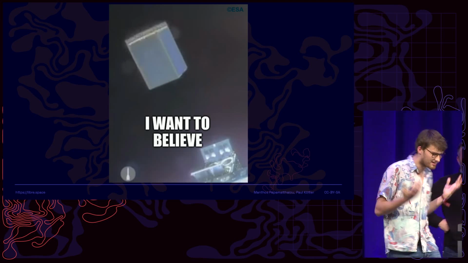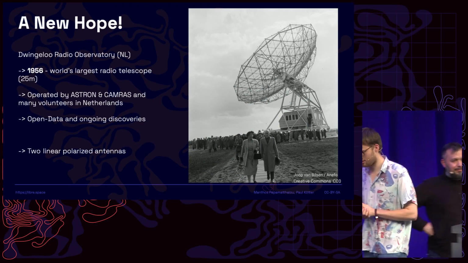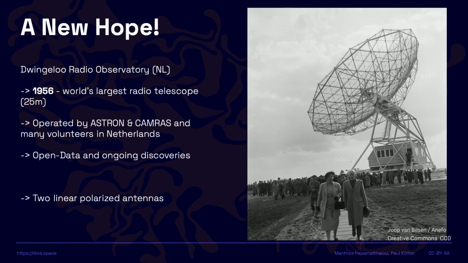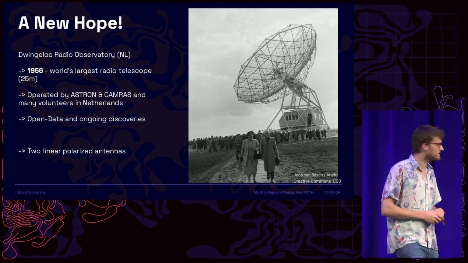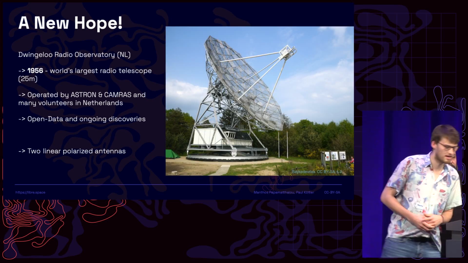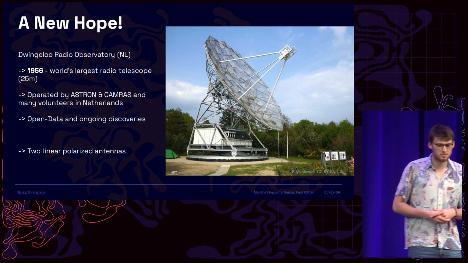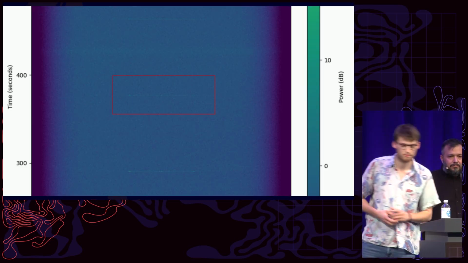But there came a new hope, really, when there are some people that also have a SATLOC station, and they have a very, very big one. From 1956, when it was built, it was the world's largest radio telescope, and is now operated by volunteers and astronomers. They really have open data in mind and do still ongoing new discoveries. Recently, I think it was even in the media for seeing Voyager 1. They have 2 linear polarized antennas in a front feed design, basically. And they decided to take a look, and we saw a signal.